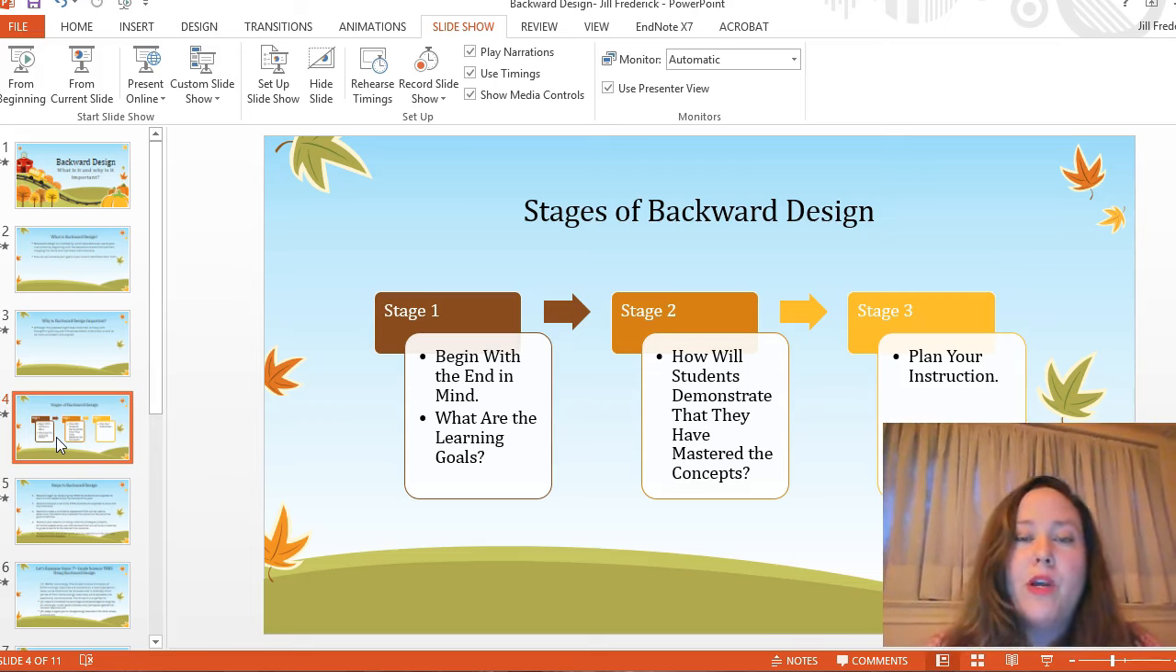Stage 2 is where you're going to identify how the students will demonstrate that they have mastered the concepts. In other words, what will your summative assessment or assessments look like? And lastly is where you're going to actually plan your instruction to take you through the process and to fulfill those goals.